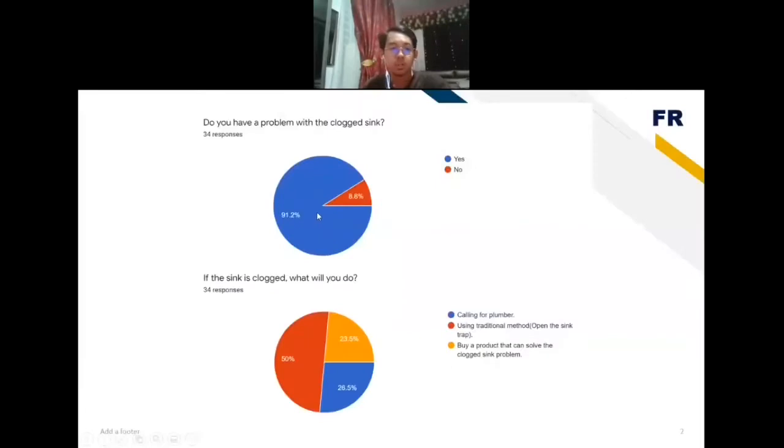We conducted a survey on opinions from customers' preferences based on the problem faced with the clogged sink and the opinions of the design specification of the sink declogger. We have 10 questions in the survey, but in this slide, I just show 4 questions only. For the first question, the majority answer that they have a problem with the clogged sink, and the way they solve it is by calling the plumber, using the traditional method, which is opening the sink trap, and by using a product that can prevent the clogged sink.